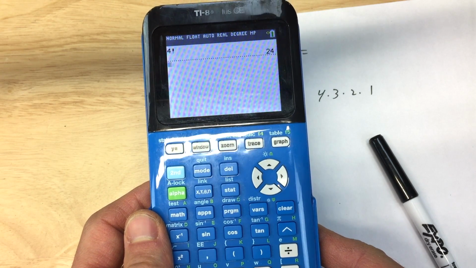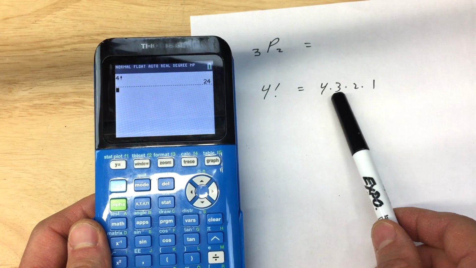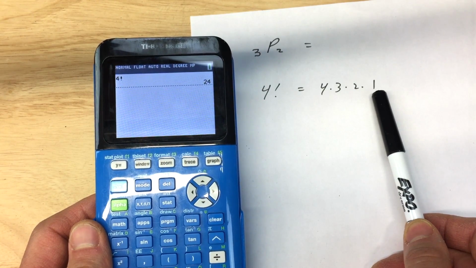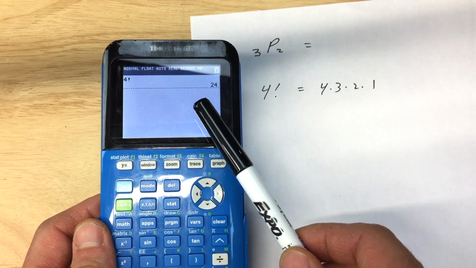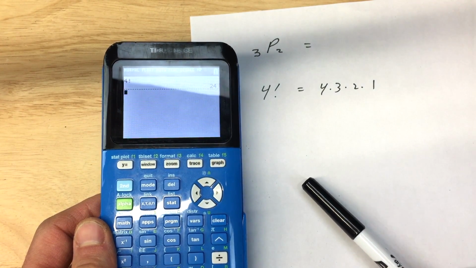So 4 factorial is 24, and it makes sense. Over here you can see 4 times 3 times 2 times 1. 4 times 3 is 12, times 2 is 24, times 1 is still 24. So just a shortcut here, you can use your calculator for some of these ones where it's larger numbers than 4.